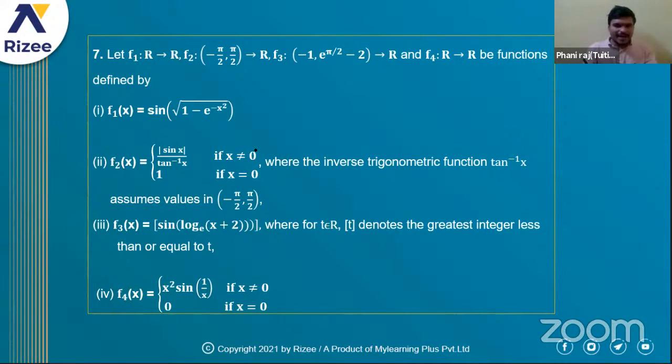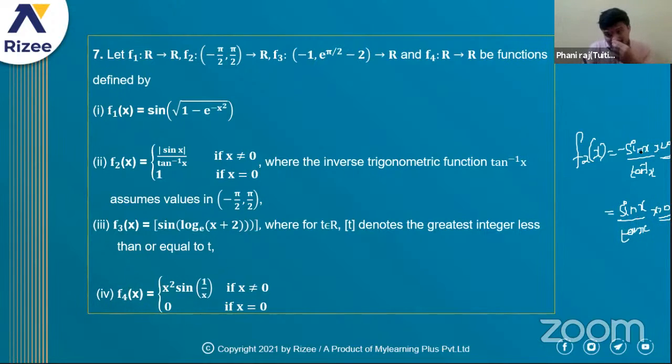X not equal to 0 means what? X could be negative and positive, correct? So that means if x is negative, sin x is negative. If x is positive, sin x is positive within this limit. Now f2 of x equal to minus sin x by tan inverse of x for x less than 0, and that is equal to sin x by tan inverse of x for x positive, correct? Is this even continuous? Because as x tends to 0, this will be minus 1, this will be plus 1. The limit doesn't exist at x equal to 0.